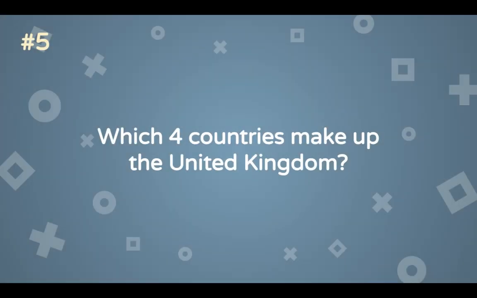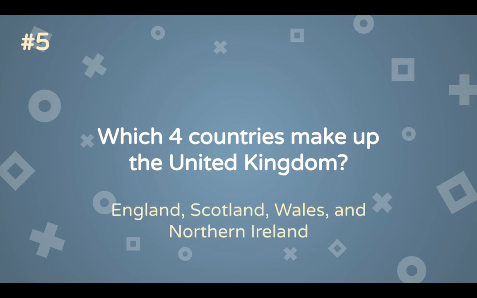And last one, four countries make up the United Kingdom. It is made up of England, Scotland, Wales, and Northern Ireland. There's a little piece on the northeastern corner of Ireland that is actually still part of the United Kingdom. The rest of it is a separate country, Ireland.